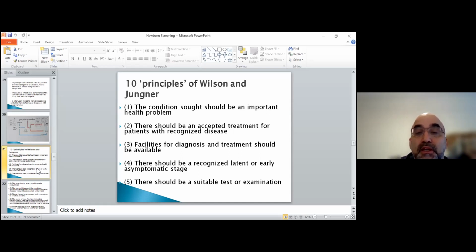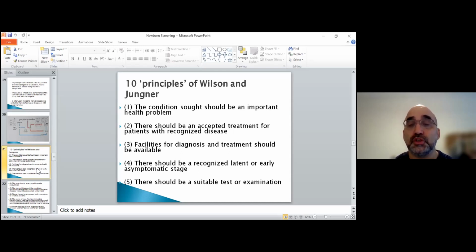There should be a latent or early asymptomatic stage. If a disease presents on the first day of birth, it will probably be detected by physical examination and signs and symptoms, so you don't need to do the screening. That is important as well. Almost all of the diseases that have newborn screening set up have an early phase where the baby is completely asymptomatic with no problems, and you cannot diagnose clinically through signs and symptoms or physical examination. So this is one of the important principles for newborn screening.